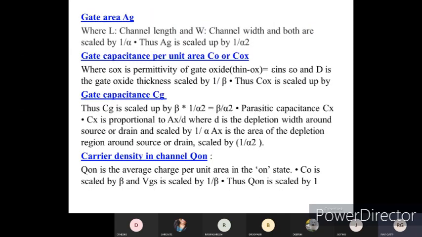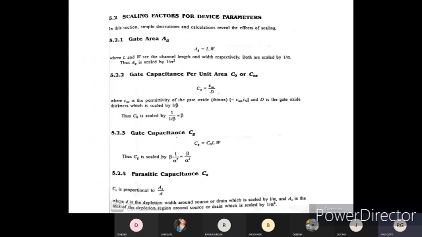The first scaling model we have used is the gate area. The gate area is nothing but L into the width of the gate. Since L is a linear dimension and W is a linear dimension, the scaling factor we use for the gate area is 1 by alpha into 1 by alpha. So it is 1 by alpha square. The scaling factor which can be used for the gate area is 1 by alpha square.